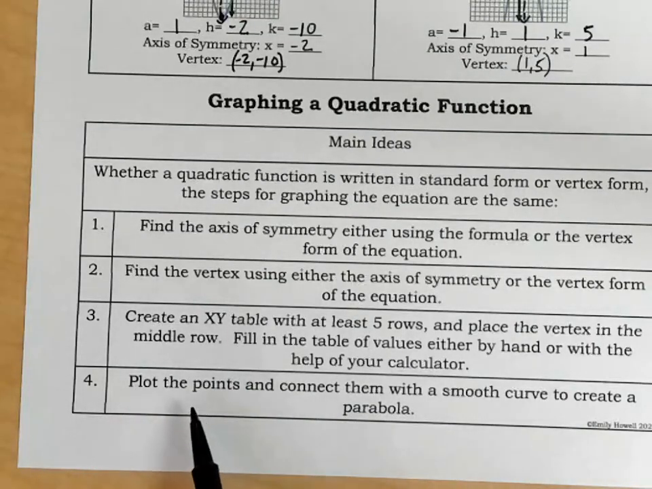The final thing you're going to do is plot those 5 points and connect them with a smooth curve. Remember that a parabola does not have a point. It has a smooth curve. It's a U shape, not a V shape, okay?